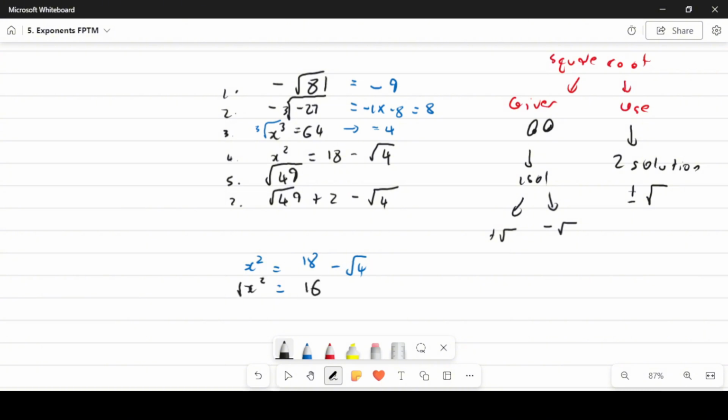Right? And now I am using it. I am writing it down. So when I'm using it, I must put the plus or minus sign. And therefore, x is equal to plus or minus 4. Is this correct?